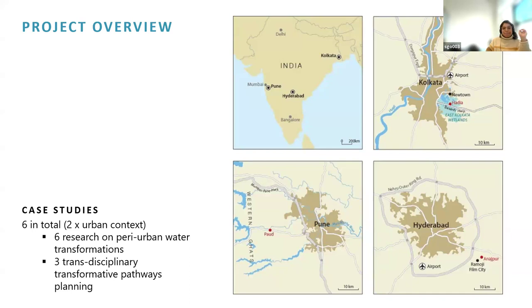And so in total, we had 6 case studies for doing the research, but likewise for the transformative pathways part of the project, we selected one to really focus on the pathways building approaches. So those are the ones that are highlighted in the map, one near Kolkata, one near Pune, and one near Hyderabad.